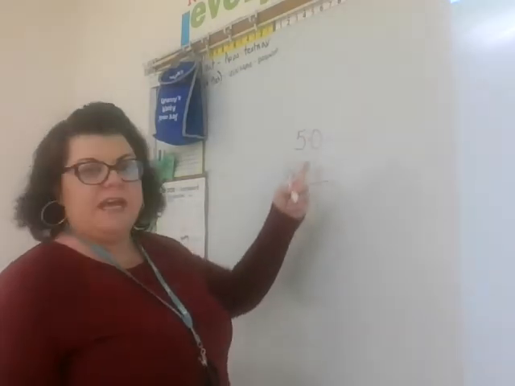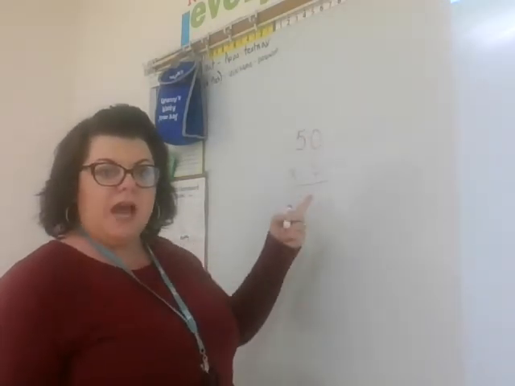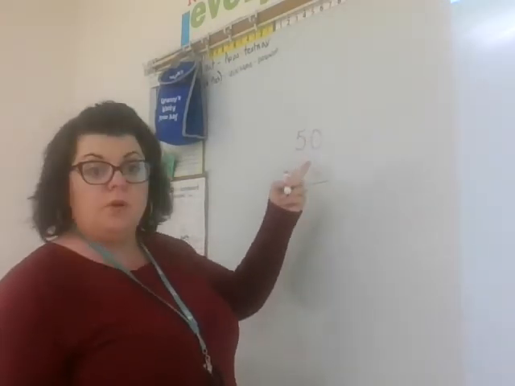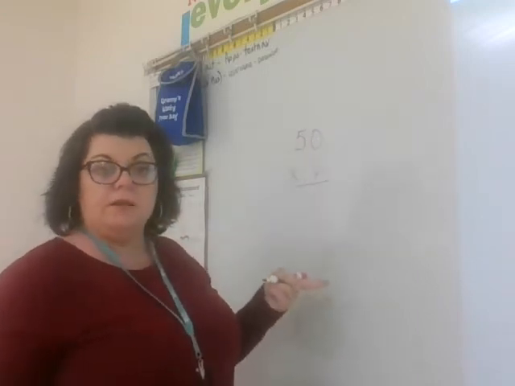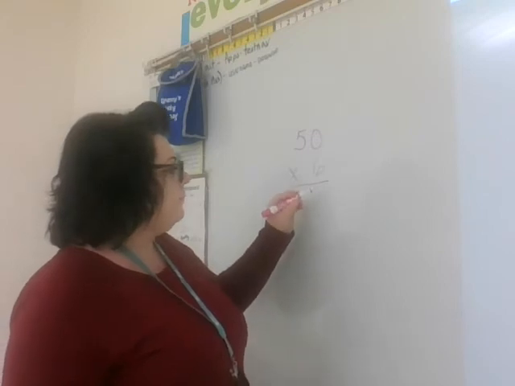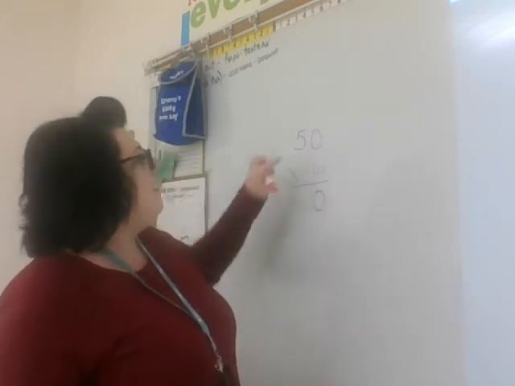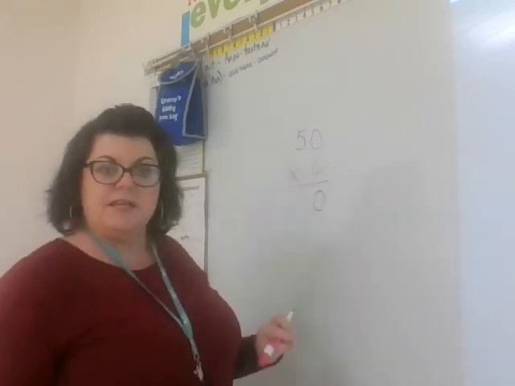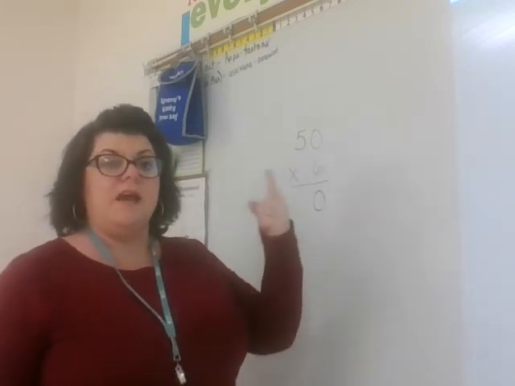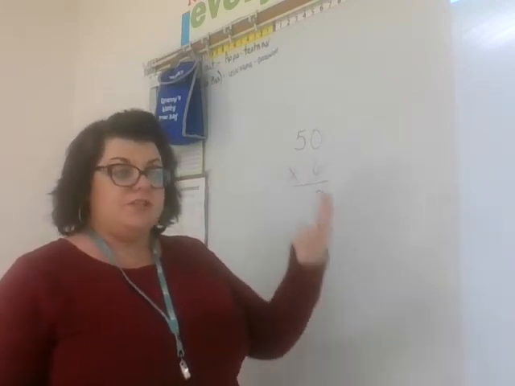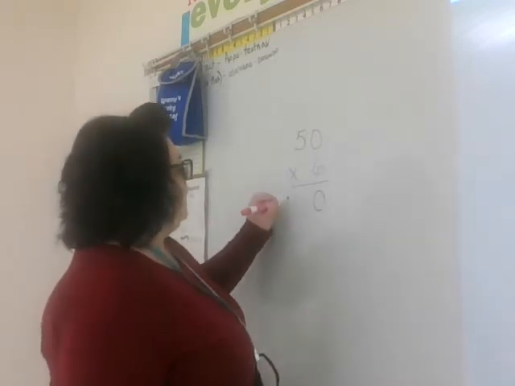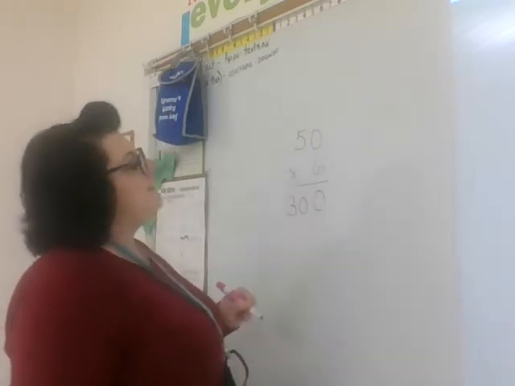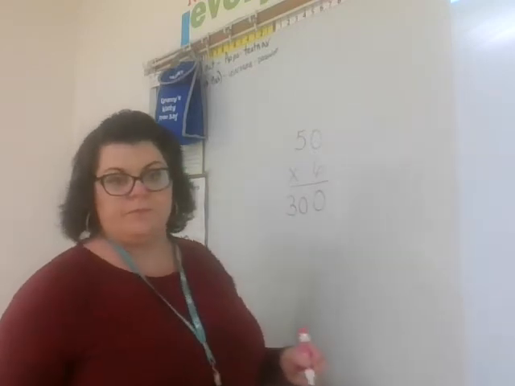Again, you have to take care of your ones side first, which is 0 times 6. 0 times 6 is what? 0, right? 5 times 6 is what? Well, let's say we didn't know. We could say 5, 10, 15, 20, 25, 30, right? So 5 times 6 is 300.